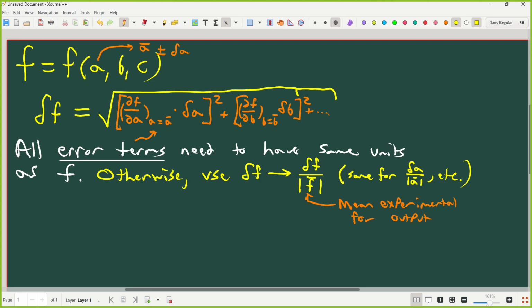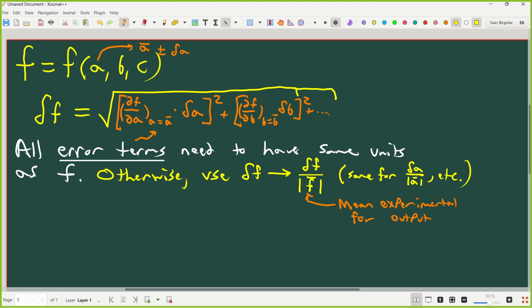The reason why is that I'm assuming that A, B, and C are completely independent of each other, and that if I move A, it doesn't affect the value of B. If I move B independently, it doesn't affect the value of C, and so on. So there are no derivatives in here that are functions of changes in both two constants.